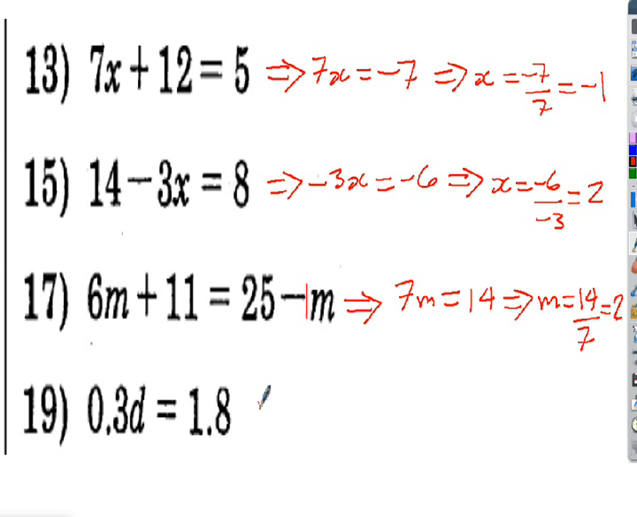And question 19, we're given 0.3 multiplied by d is equal to 1.8. Don't forget it's a multiplication. On the left hand side there's no symbol between the number and the variable. We assume multiplication. So it's 0.3 multiplied by d is equal to 1.8. So in this case, to find the value of little d, we simply divide both sides by 0.3. So little d is equal to 1.8 divided by 0.3. And that gives me 6.